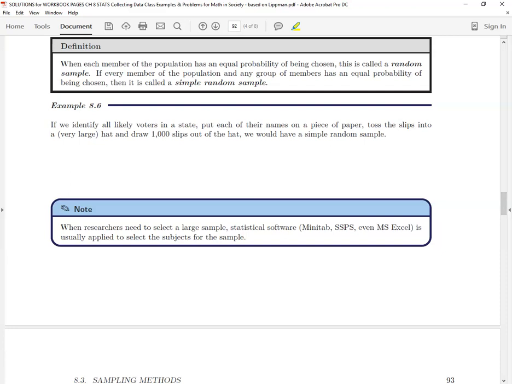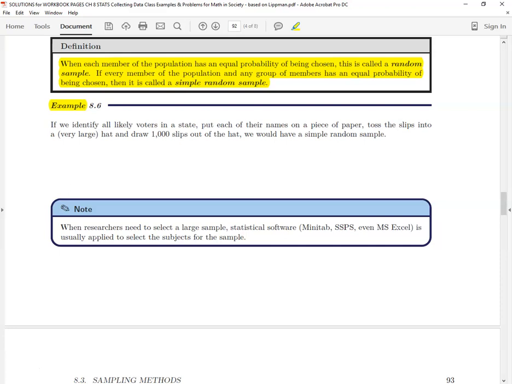Also, what we're trying to do here, another definition, is when each member of the population has an equal probability of being chosen. This is called a random sample. If every member of the population, or any group of members, has an equal probability of being chosen, then it is called a simple random sample.